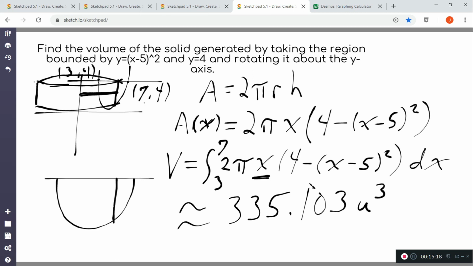So that's been our introduction to the shell method. I'm going to put out a video later discussing how to choose which method, shell or washer, and also how to rotate around things that are not just the x and y axis.